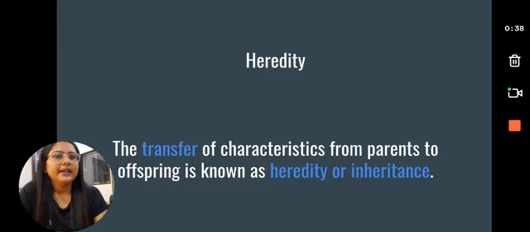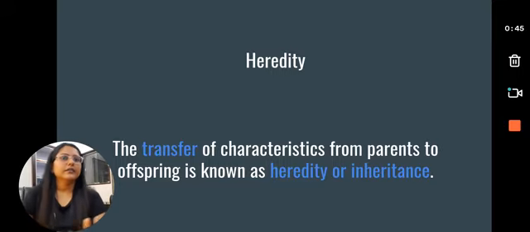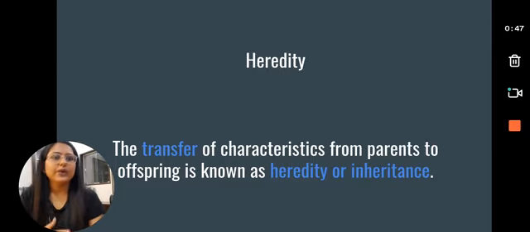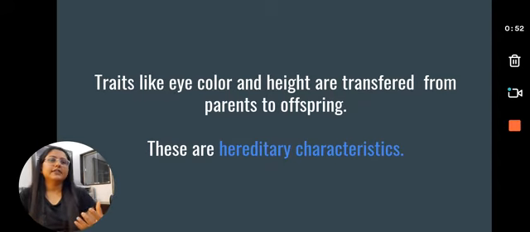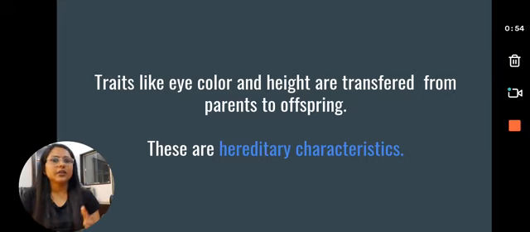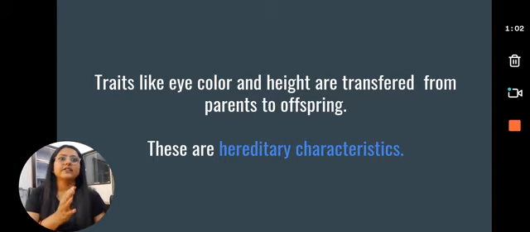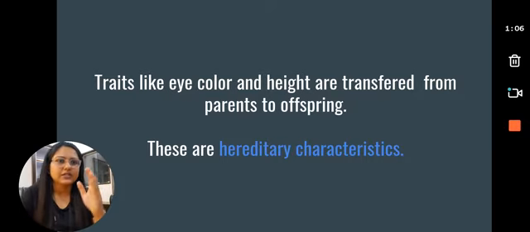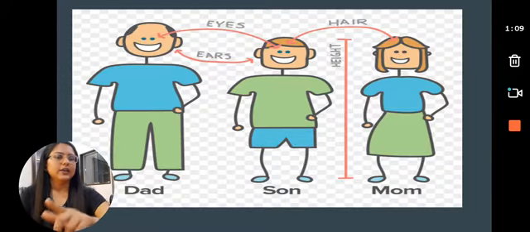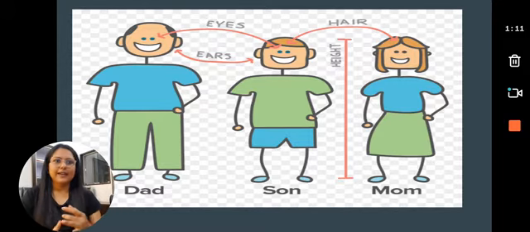So what is heredity? Heredity is the transfer of characteristics from parents to the offspring, and this heredity is also known as inheritance. Okay, so what are the different traits? Traits, class, we can call them characteristics or traits. They are similar terms. Traits like eye color and height are transferred from parents to offspring, and these characters which are passed on are also known as hereditary characteristics. Fine. So till now we have understood about heredity and hereditary characteristics.